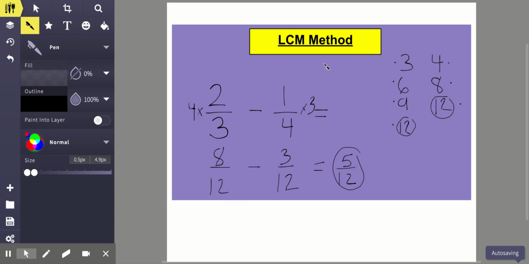So that was our LCM method, least common multiple. Remember, when you do this, write the numbers out on the side, and you want to stop once you land on a number that shows up in both.